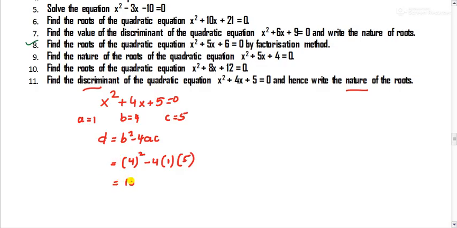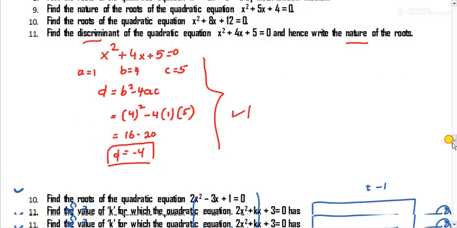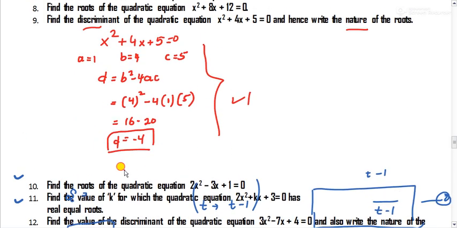So here it's 16 minus 4 into 5 is 20. So you will get minus 4. The value of D is minus 4. So if you solve till here, you are going to get 1 mark. Now the other mark is for writing its nature of roots. So what will be the nature of roots?